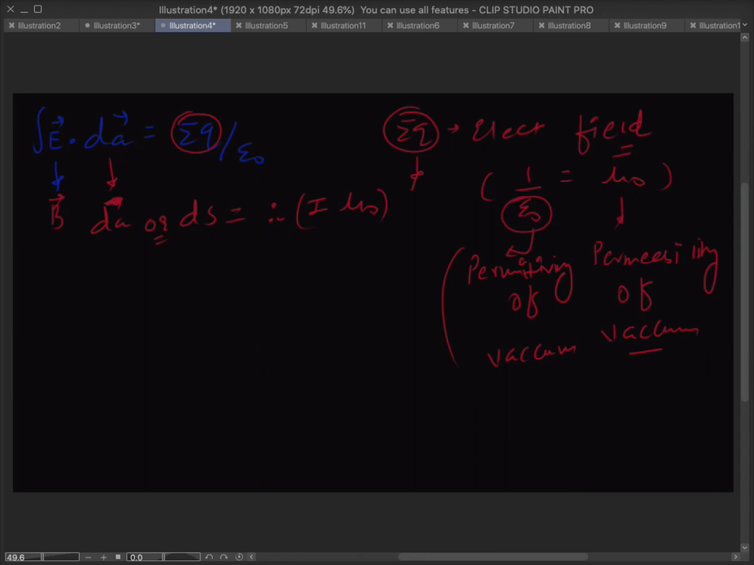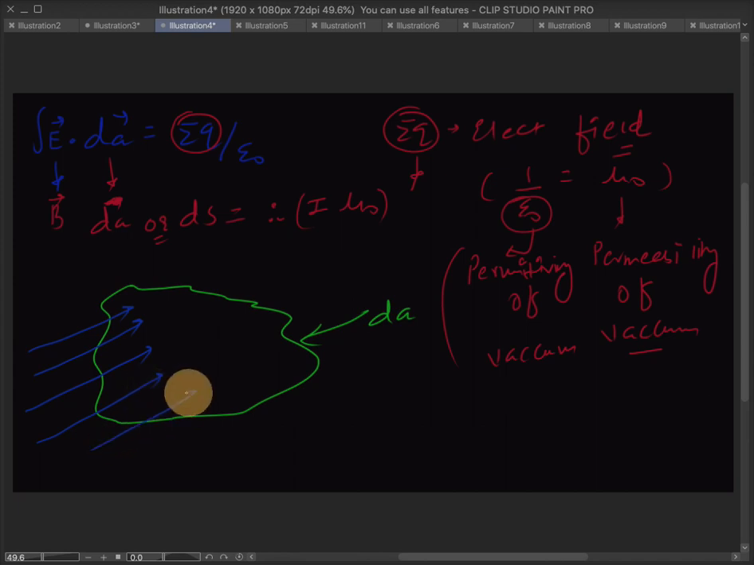Now we come to the conclusion. Let's say we have an area, which I name dA or ds, placed in some x-y coordinate system, and my magnetic field lines are entering the area. Let's say the magnetic field lines are going to come outside. These are my magnetic field lines, and yes, it is a vector.